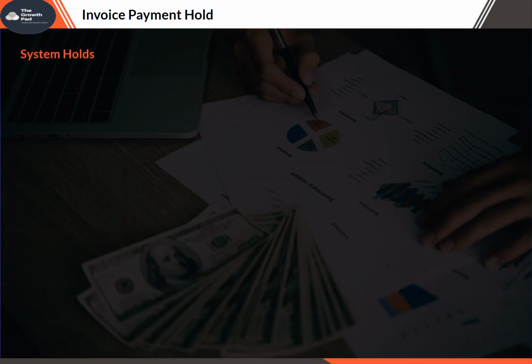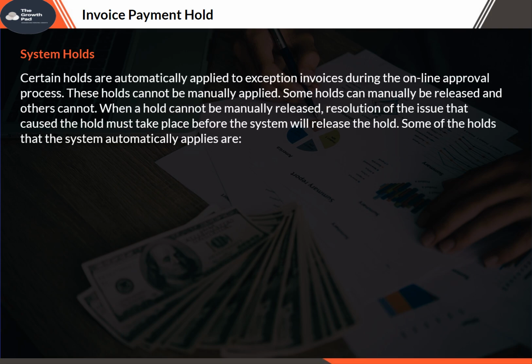System holds. Certain holds are automatically applied to exception invoices during the online approval process. These holds cannot be manually applied. Some holds can manually be released, and others cannot. When a hold cannot be manually released, resolution of the issue that caused the hold must take place before the system will release the hold.